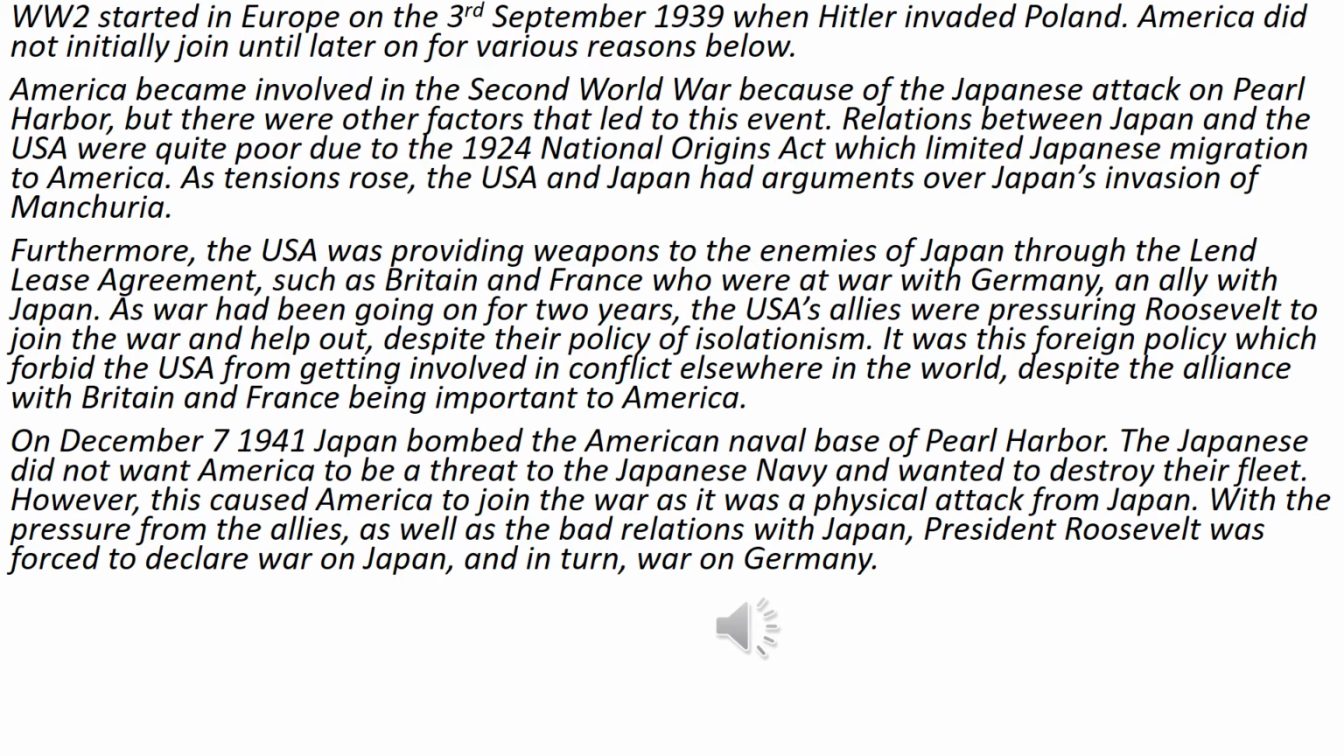On December 7, 1941, Japan bombed the American naval base of Pearl Harbor. The Japanese did not want America to be a threat to the Japanese Navy and wanted to destroy their fleet. However, this caused America to join the war as it was a physical attack from Japan. With the pressure from the Allies, as well as the bad relations with Japan, President Roosevelt was forced to declare war on Japan, and in turn, war on Germany.